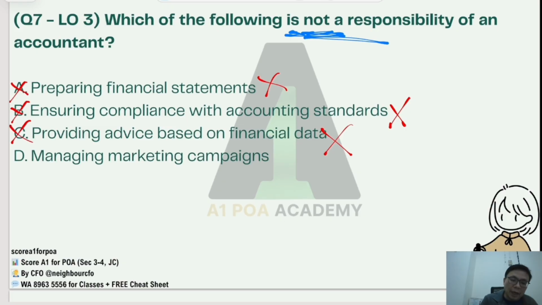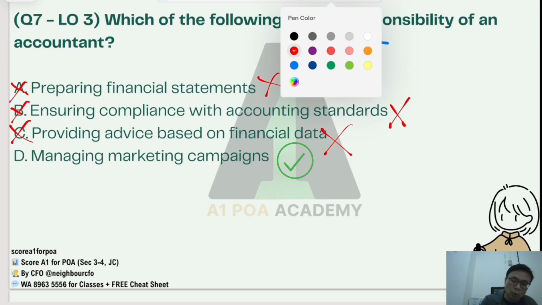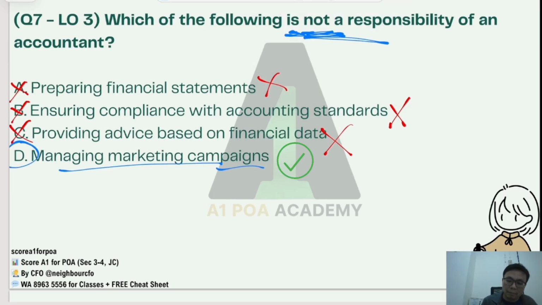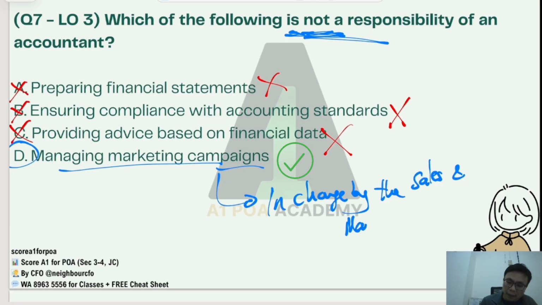With that in mind, managing marketing campaign is the answer, because accountants don't manage the marketing campaign. It is in charge of the sales and marketing department.